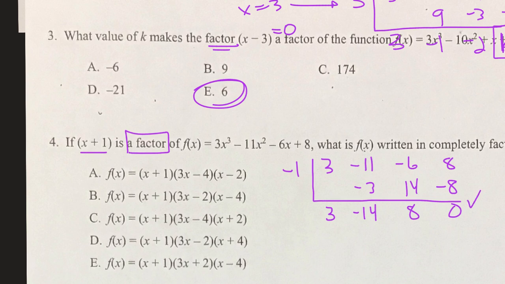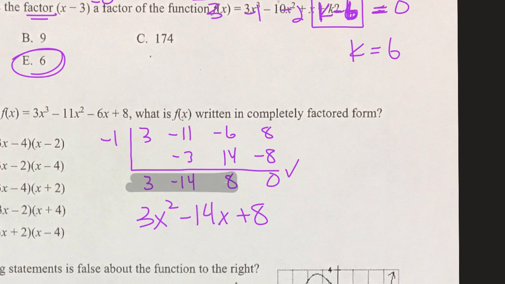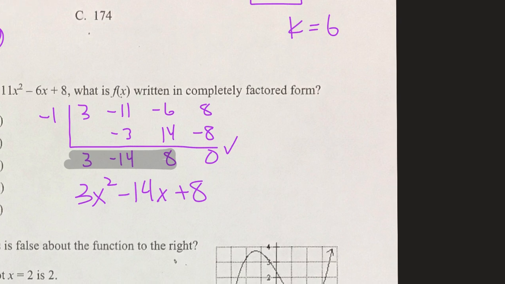So then these three numbers here turn out to be the quadratic 3x squared minus 14x plus 8. Okay, and we're going to have to factor that. So there's lots of ways to do it. One way is to do the AC method, right? So we're looking for numbers: 3 times 8 is 24.